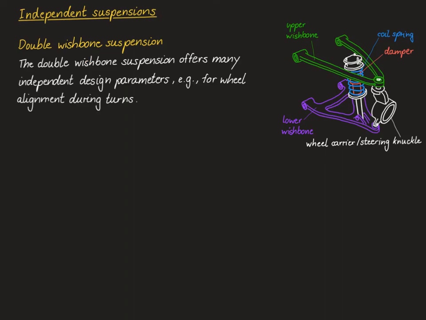A big advantage of the double wishbone suspension system is that it offers many independent design parameters, for example, to adjust the alignment of the wheels during turns. It is quite common in production vehicles, and it's also frequently used for race cars. So for example, if you look at the front suspensions of a Formula One car, you will recognize the double wishbone suspension system. The only main drawback of this suspension is that it is rather complex and expensive to manufacture.